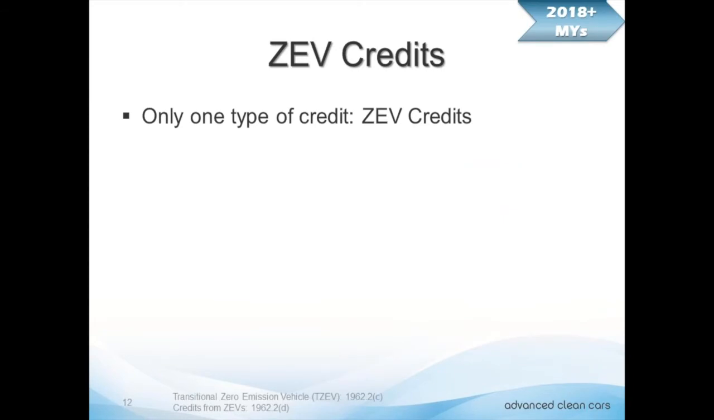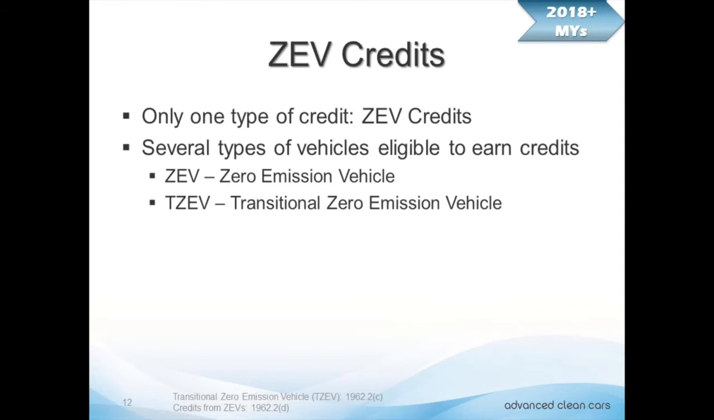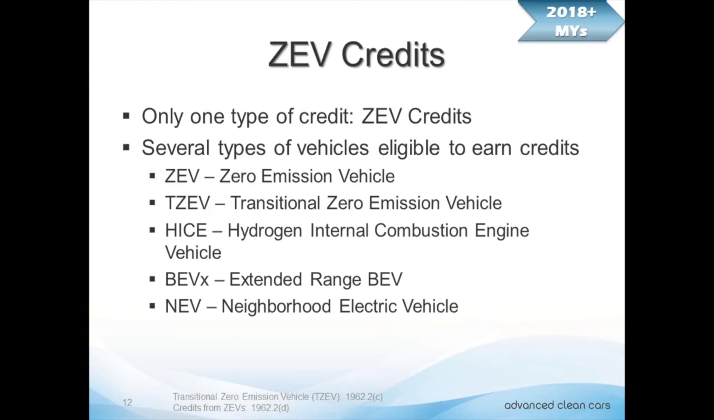In order for a manufacturer to meet the ZEV requirement percentages I have laid out for you, they're going to need to generate credits by producing eligible vehicles. Before we discuss credits, I need to clarify that there is technically only one type of credit, ZEV credits. There are several types of vehicles that are eligible to earn credits. We will first discuss zero emission vehicles, or ZEVs, then talk about transitional zero emission vehicles, or TZEVs. There are three additional types of vehicles that are eligible to earn credits, but these vehicles are not as commonly produced. There are hydrogen internal combustion engine, or HEIS, vehicles, range extended battery electric vehicles, or BEVXs, and finally, neighborhood electric vehicles, or NEVs.